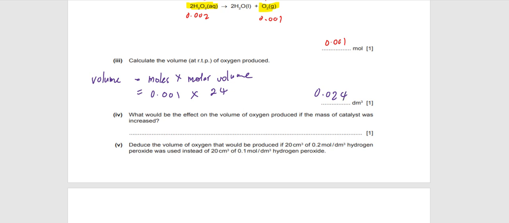Okay. What will be the effect on the volume of oxygen produced if the mass of catalyst increases? What do you think about this? What happens to the volume of oxygen if the mass of the catalyst was increased? What's your answer? Ihua, what do you think will happen? If you increase the mass of the catalyst, will the amount of hydrogen peroxide change? No change. So the oxygen will also be the same. Okay, so no effect because you still have the same amount of moles.